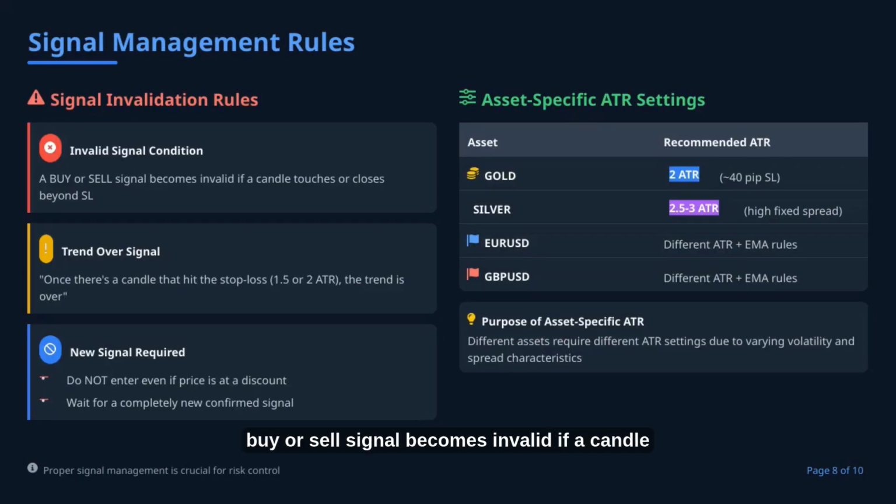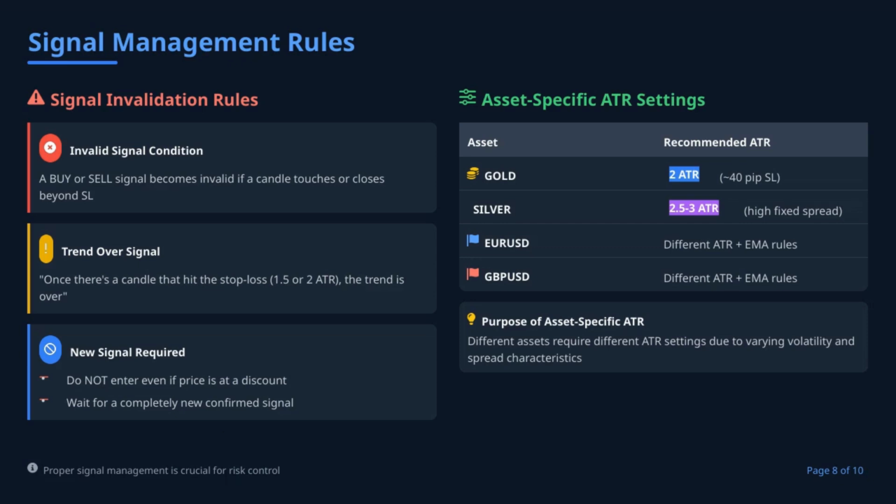A buy or sell signal becomes invalid if a candle touches or closes beyond the stop loss level, which is typically set at 1.5 or 2 times the ATR. When a candle hits this stop loss, it indicates that the current trend is over and you should not enter a position even if the price looks like it's at a discount. Instead, wait for a completely new and confirmed signal to ensure better risk management.